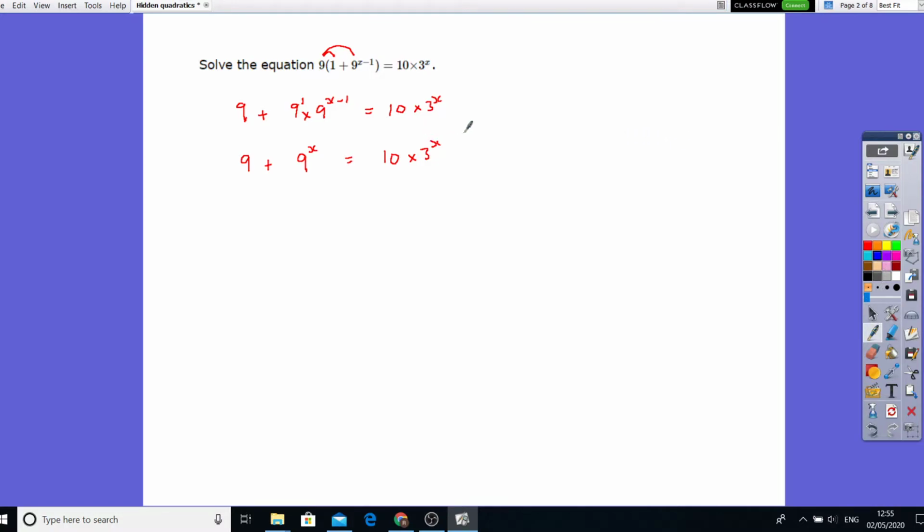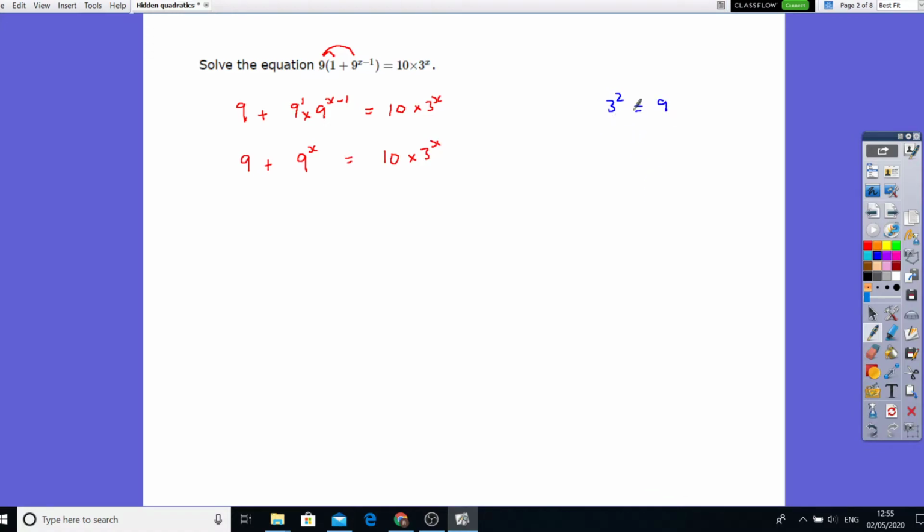Now you got to connect. Now it is a hidden quadratic, so you need to spot something here. You got to spot where the hidden quadratic is going to come, where the power is going to be the same. Now remember here you got a 9 here and you got a 3 there, and they need to connect in some way because they're both to the power x. And how you should click this is you should know that 3 squared is equal to 9.